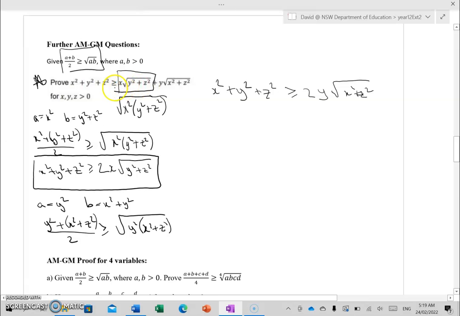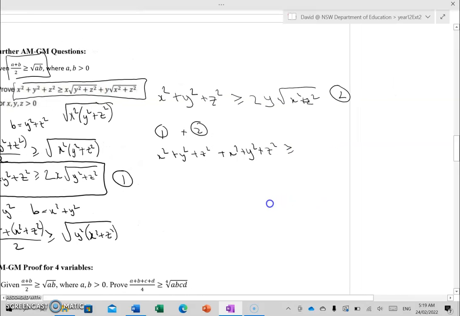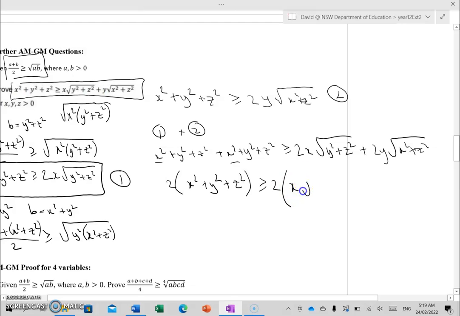Okay, and then you can see that the right hand side of the result that we're trying to prove is just the addition of the 2. So if this is equation 1 and this one is equation 2, we do 1 plus 2. We'd have x squared plus y squared plus z squared plus another x squared plus y squared plus z squared being greater than or equal to 2 lots of x root y squared plus z squared plus 2 lots of y root x squared plus z squared. And then hopefully you can see you've got 2 x squareds, 2 y squareds, 2 z squareds. You could take out a 2 there. And on the other side we can take out a 2 and we've got our result.